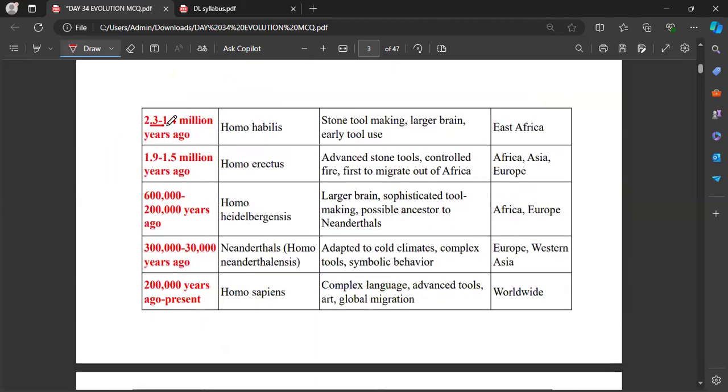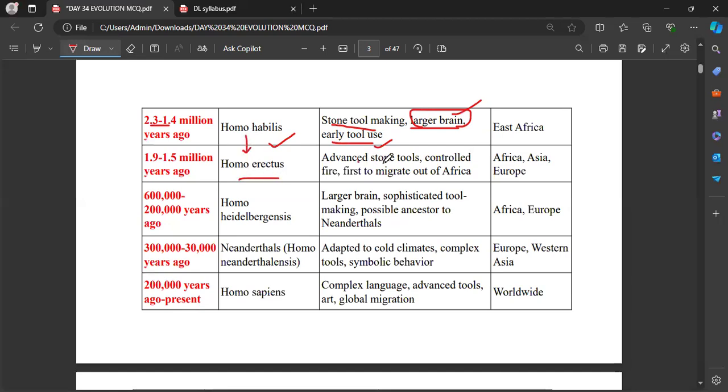Now, 2.3 to 1.4 million years ago, there will be the evolution of Homo habilis. Here their activity is stone tool making, a larger brain, and early tool use. Their brain size will be a little bit larger, in East Africa. And after Homo habilis, Homo erectus comes into the picture.